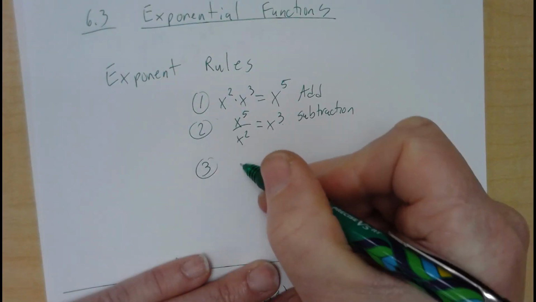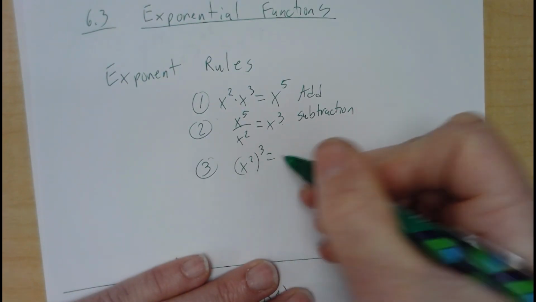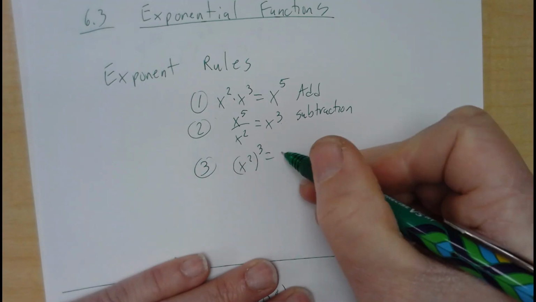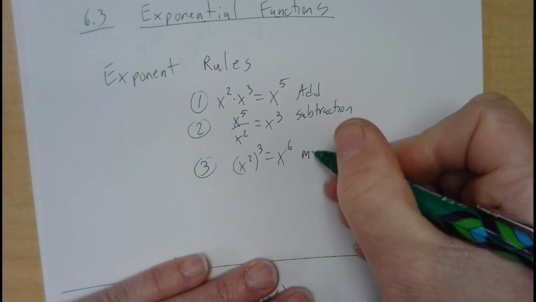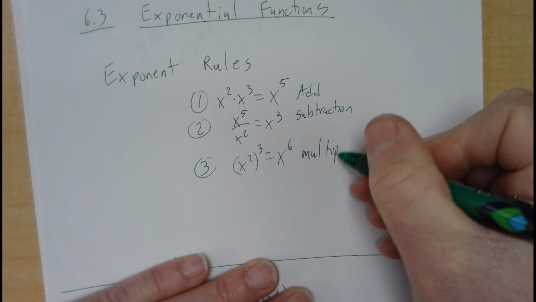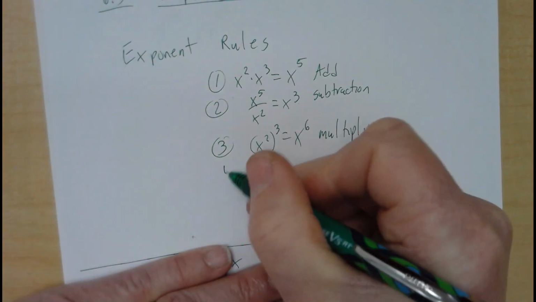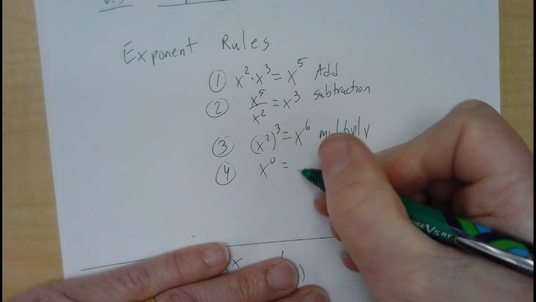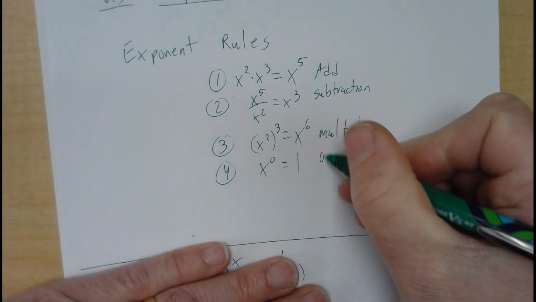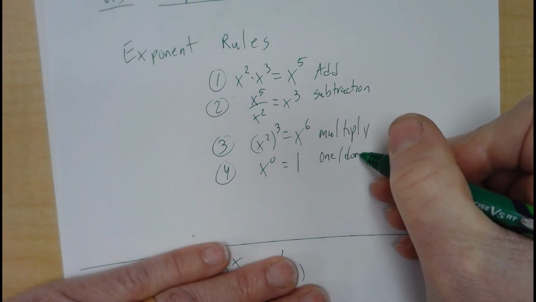Number 3, when you have a power raised to another power, you always multiply the exponents. So it's x to the sixth. That's the multiply rule. Multiply. Rule 4, anything to the 0 power is 1. So I call this the one and done rule.